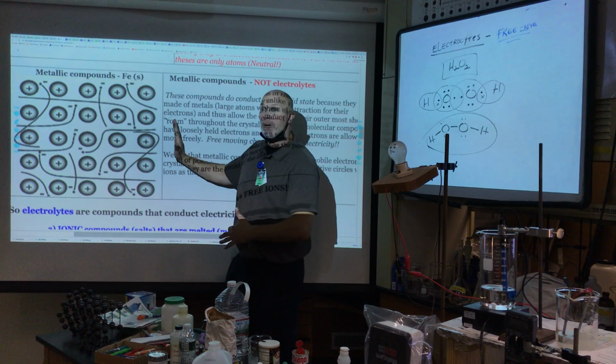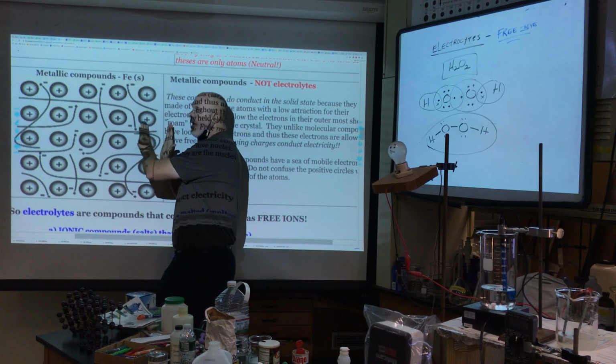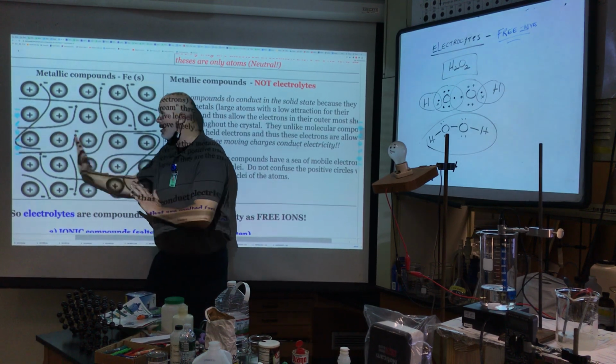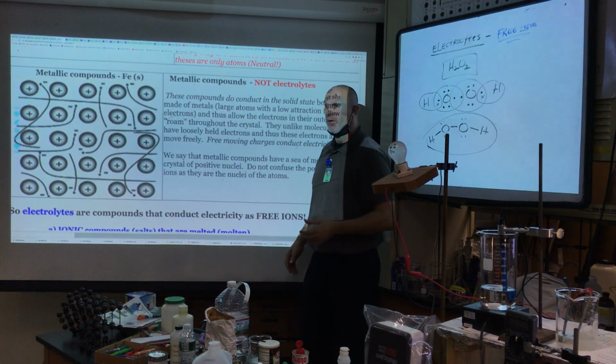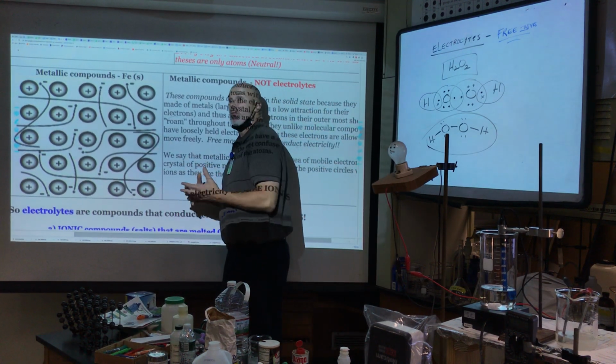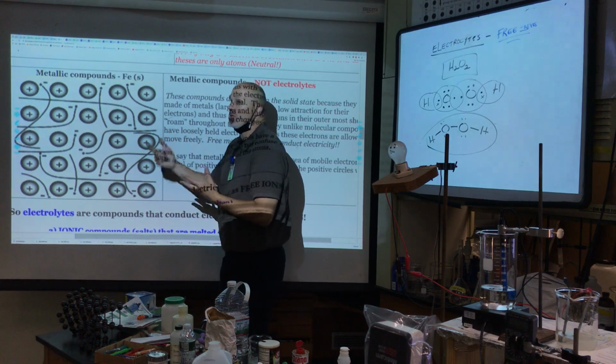If I put a negative here, all these negatives will repel and go to this side of the crystal, and you just made the compound conduct electricity, okay? It's not an electrolyte because we're not in solution, we can't dissolve a metal.